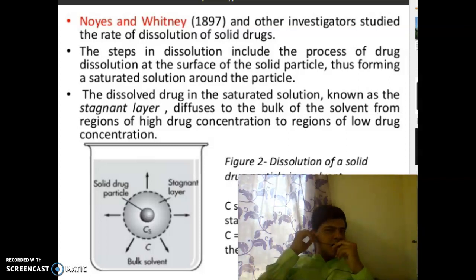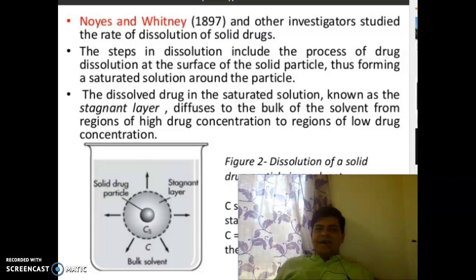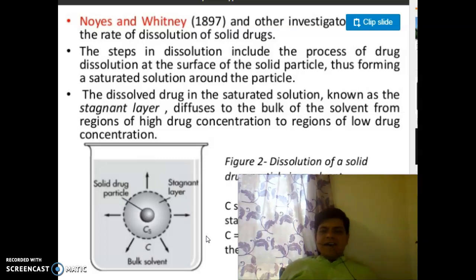In this Noyes-Whitney equation, we are going to investigate or estimate the dissolution rate of solid drugs. After putting our drug into the solution, we calculate this dissolution rate. This dissolution of the drug is an important parameter when going with the drug's solubility or viability. So, in this equation, we decide the dissolution of solid drugs.